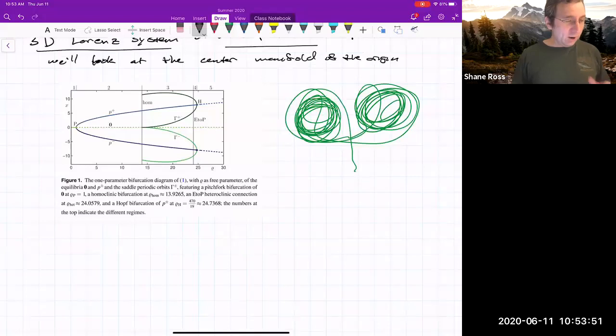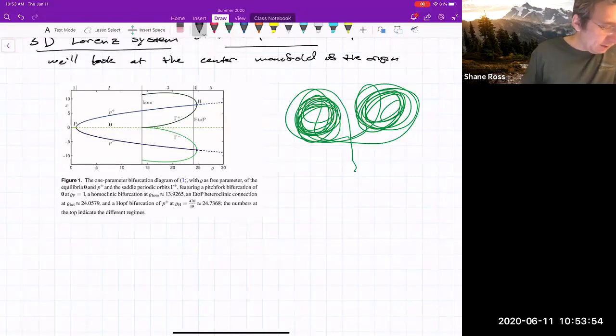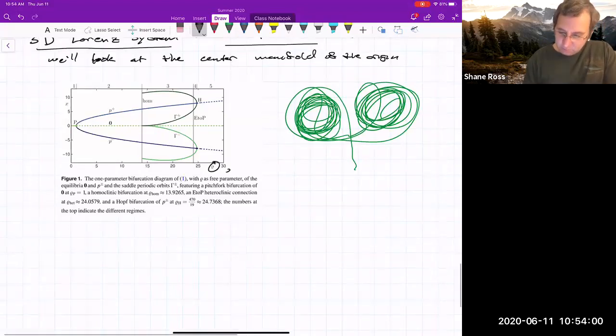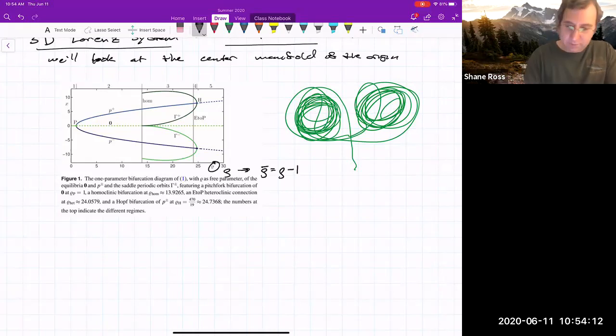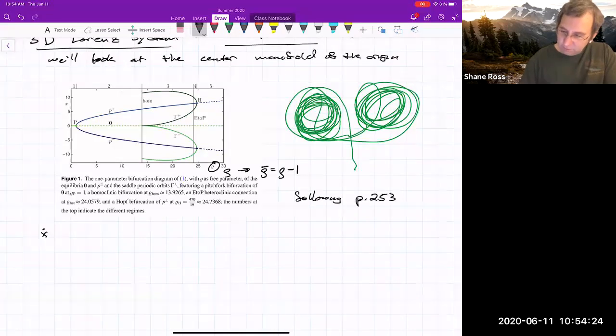So what are the equations for the Lorenz system? Usually the parameter used is rho, but we're actually going to use something called rho bar, which is rho minus 1. So in my way of writing it, I'm going to be following the example on page 253 of Wiggins. This is his example 18.2.1.